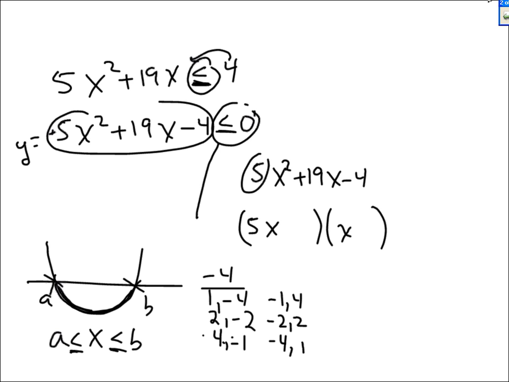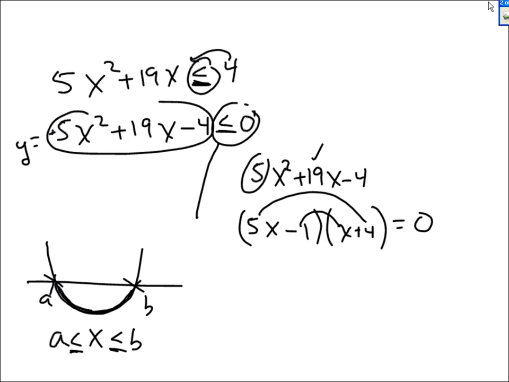I mean, for 19, I see 4 and 1. If I put plus 4 here, I see a 20. If I put a negative 1 here, 20 minus 1 is 19. That's the factoring. If you can't do that, fair enough. Go and use the quadratic formula to find out that x is 1/5 or x is negative 4.